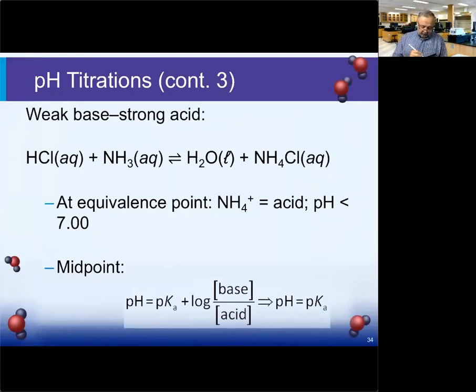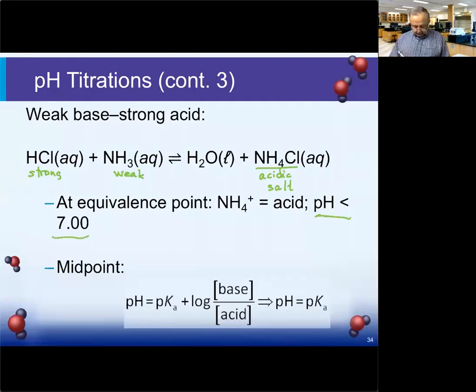So here we have a strong acid with a weak base to produce the salt. The salt is going to have the feature of the strongest pairing, which is the HCl. So this is going to be an acidic salt, ammonium chloride. So we can expect the equivalence point to have a pH which is going to be less than 7. Remember that less than 7 means acidic.